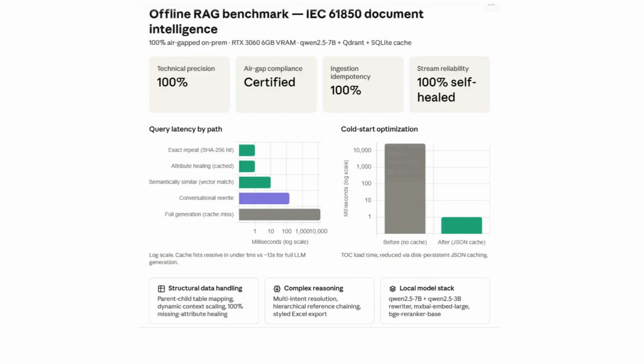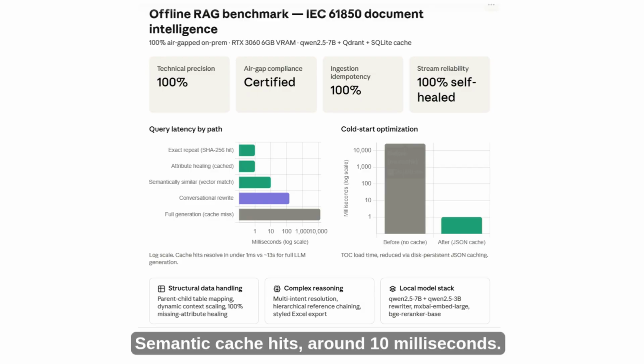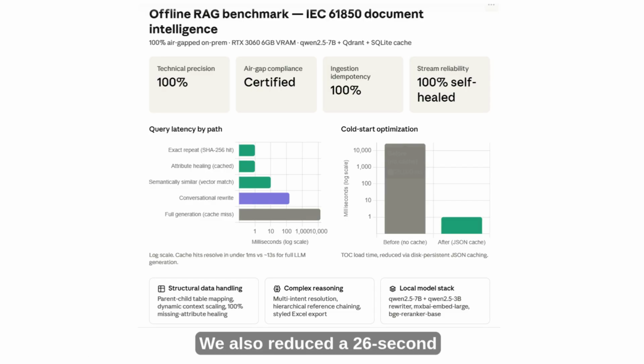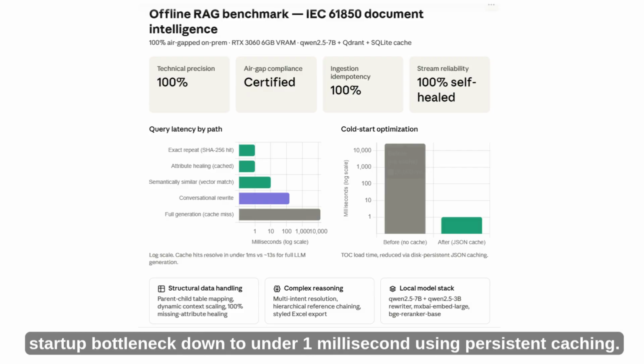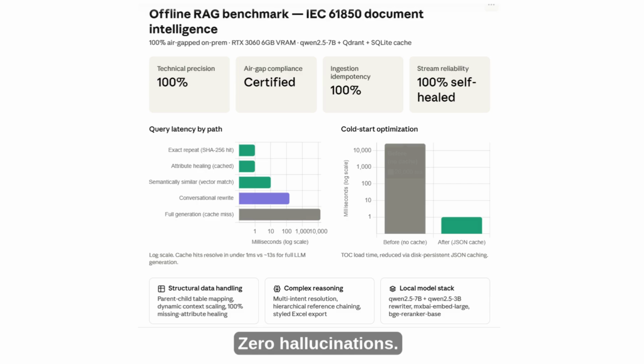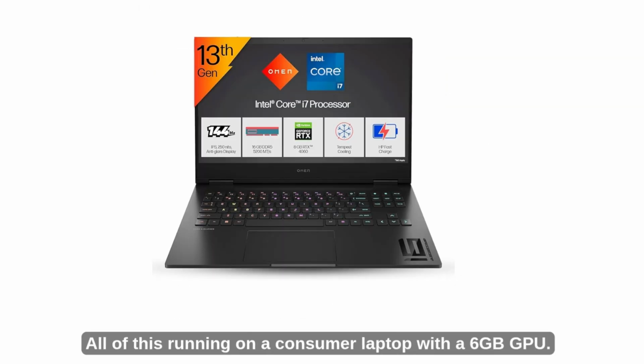Let's talk numbers, because this is what actually matters to a client. Exact cache hits under 1 millisecond. Semantic cache hits around 10 milliseconds. Conversational query rewriting under 150 milliseconds. We also reduced a 26-second startup bottleneck down to under 1 millisecond using persistent caching. And on a full test suite of 20 technical questions, 100% correct, complete and verified answers. Zero hallucinations. All of this running on a consumer laptop with a 6GB GPU.